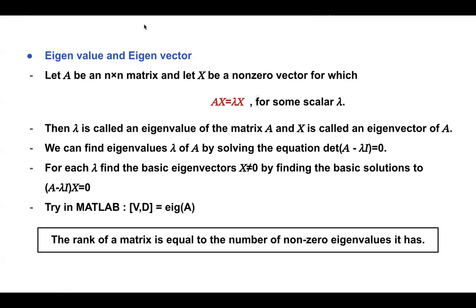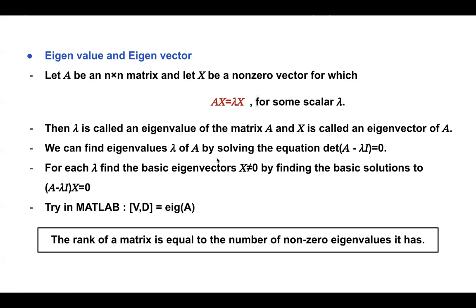Eigenvalues and eigenvectors means, let A be an n by n matrix and x be a non-zero vector for which you will have Ax equal to lambda x for some scalar value lambda. To satisfy this condition, the lambda that we have is called an eigenvalue of the matrix A, and the x that we have is the eigenvector corresponding to this lambda. So Ax equals lambda x: lambda we call the eigenvalue, and x we call the eigenvector.